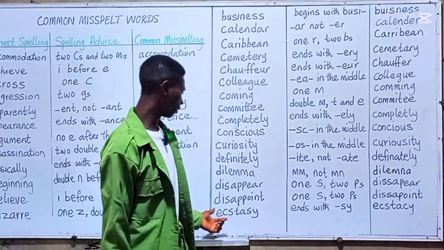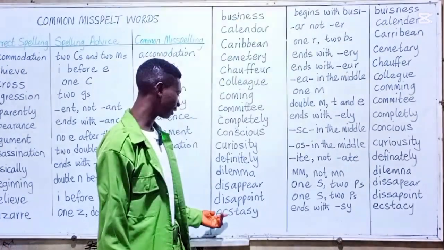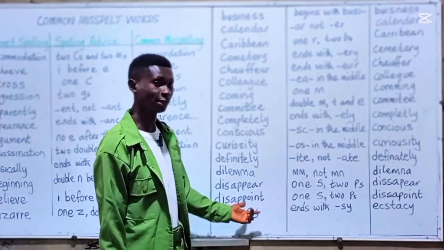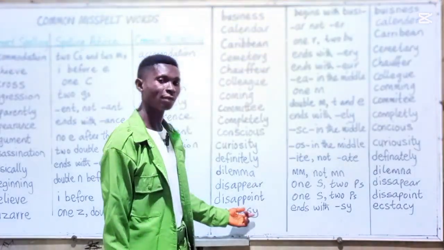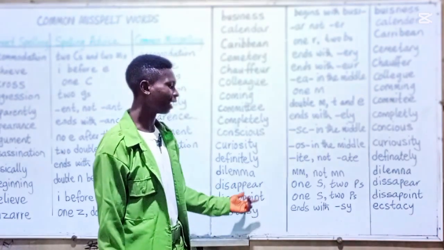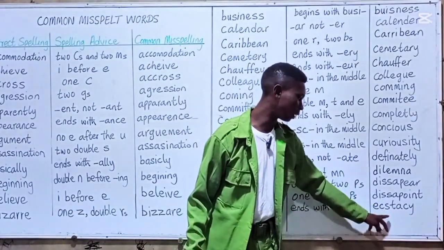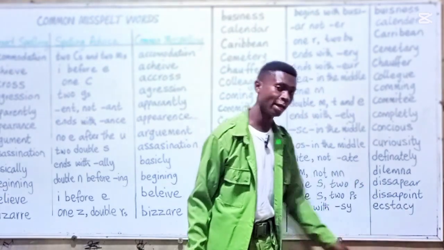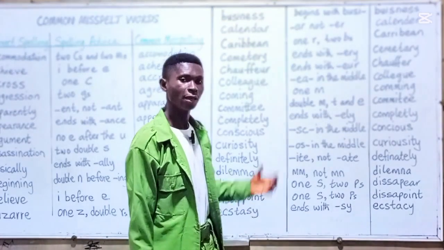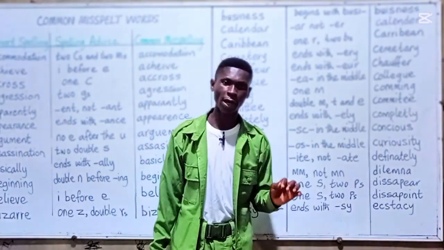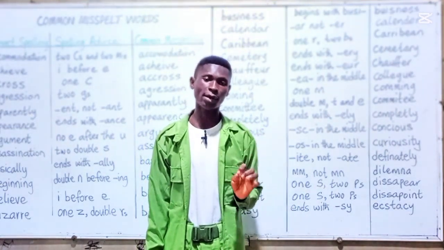Disappoint. Then the last but by no means the least for today is ecstasy. In ecstasy, the last syllable has S. We have SY at the end and not CY. This will look virtually like it, but it is wrong spelling because of CY. It must be SY. So note all these spellings, note the spelling advice given to each word, and ensure you spell each of these words correctly.